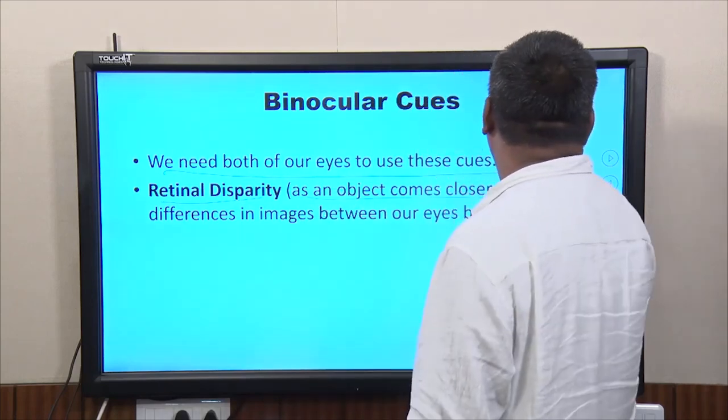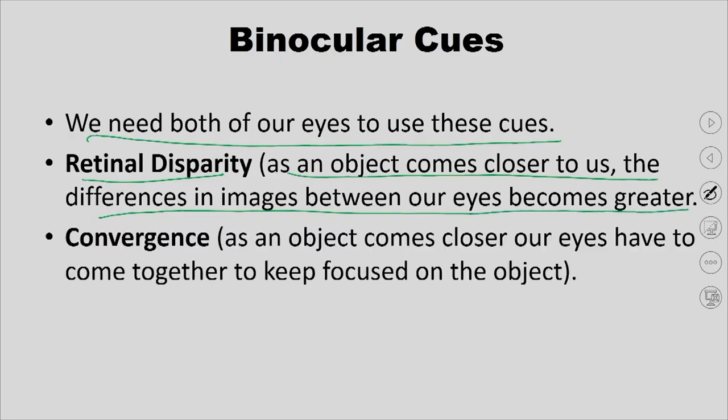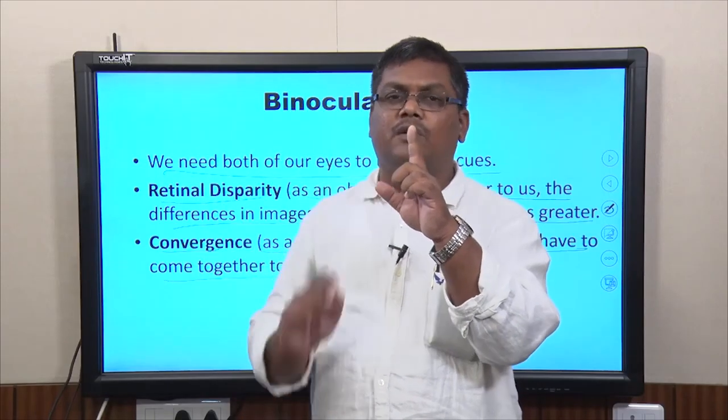As an object comes closer to us, the differences in image between our eyes become greater. Convergence: as an object comes closer, our eyes have to come together to keep focus on the object. So we have two eyes because objects are in front of you, and we need images from both eyes.